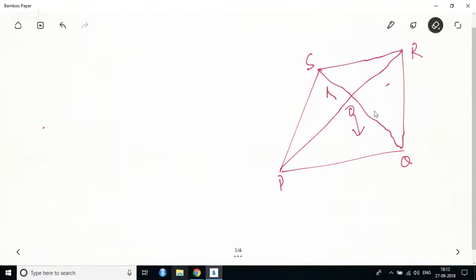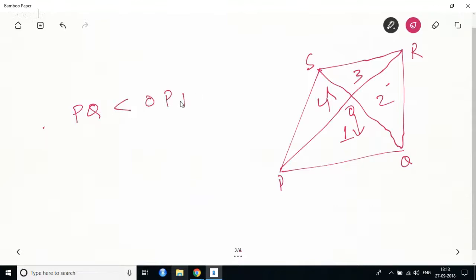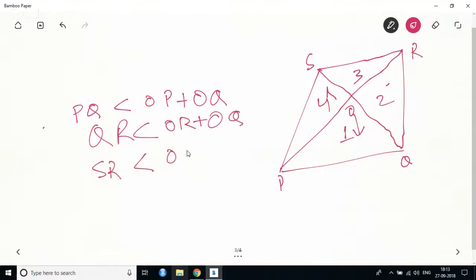so I have taken this triangle. Now I can take these smaller triangles 1, 2, 3, 4. If you take smaller triangles 1, 2, 3, 4, PQ would be lesser than OP plus OQ. Similarly, QR would be lesser than OR plus OQ. Similarly, SR would be lesser than OS plus OR. And similarly, PS would be lesser than OS plus OP.